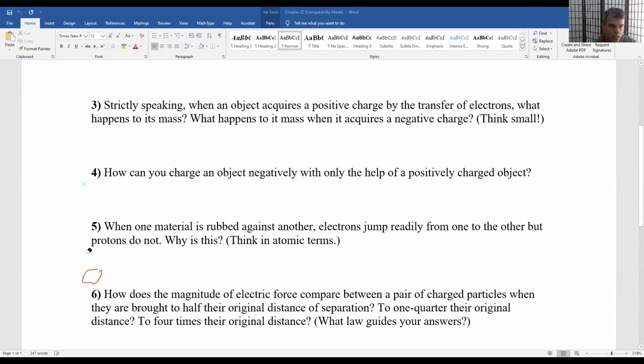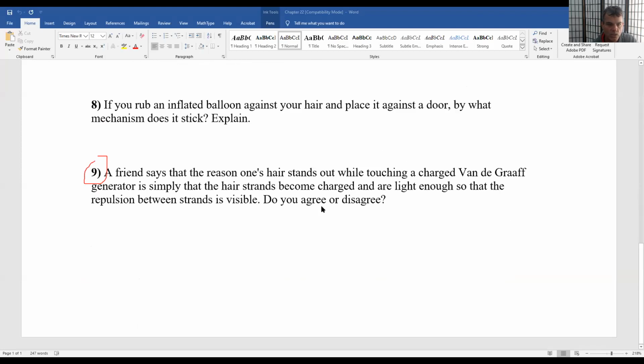Okay, mouse. Let's move this up. Let's erase these. Okay, 4. How can you charge an object negatively with only the help of a positively charged object? Let's see if I can just do this. Erase. So I'm going to do this down here.